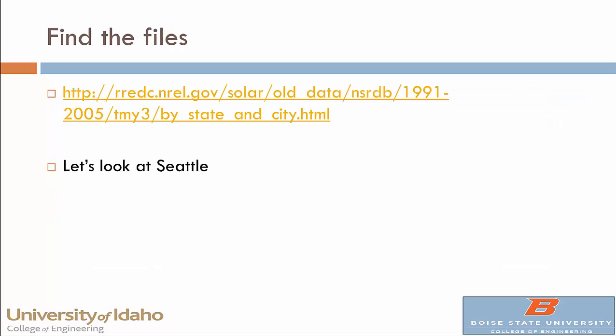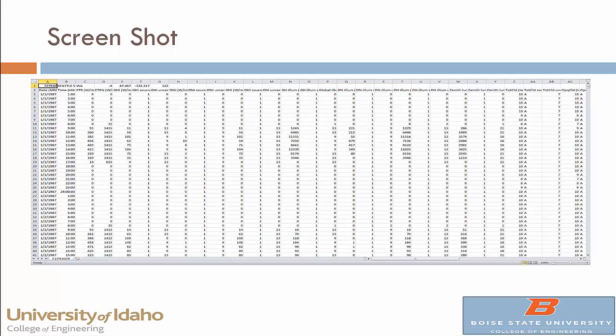And so these files are readily available. They're on the National Renewable Energy Lab website. Here's the link. And if you go there and say, hey, I want to look at Seattle, right, you get a file that looks like this. Very busy, and in fact, you can see it's just a small portion of the entire file. And it starts with a little bit of header information and says, okay, January 1st, the hour ending at 1 a.m., here's all the information, right?